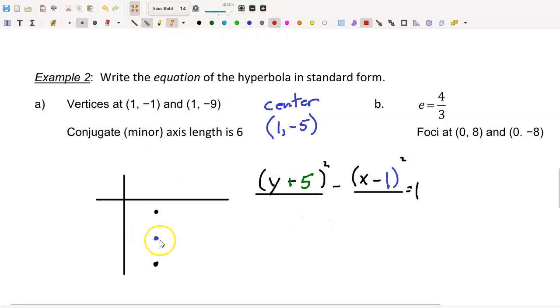So the length from the center to the vertex is a. Right? So this length right here, how far is it? It's just 4, so 4 squared, 16.